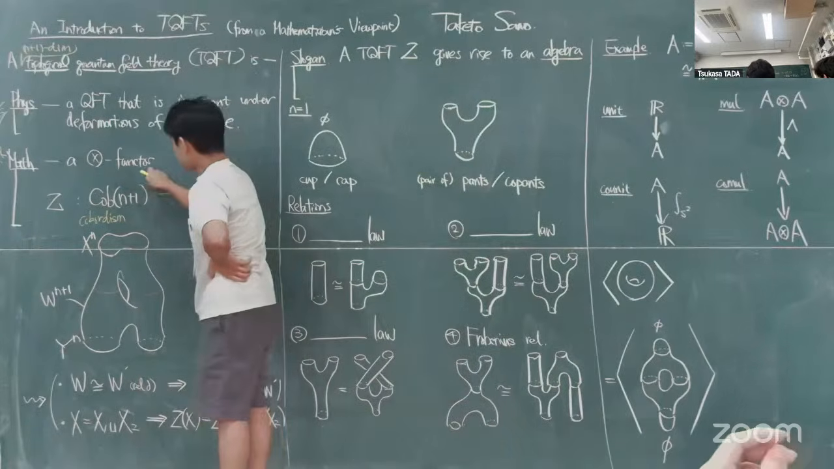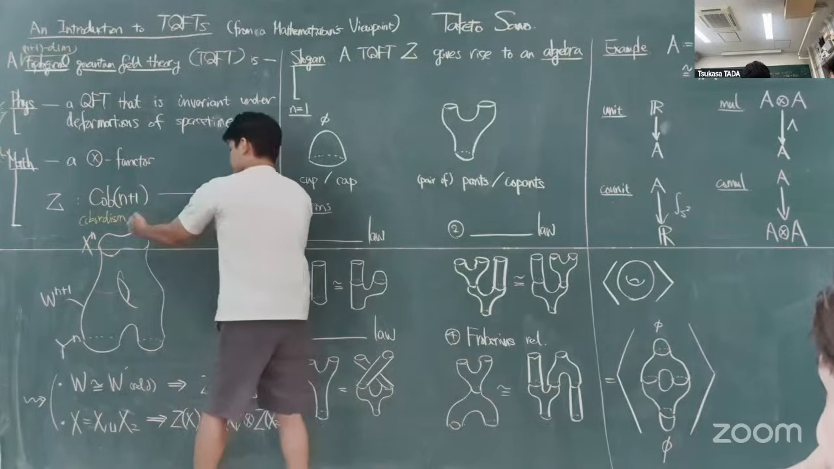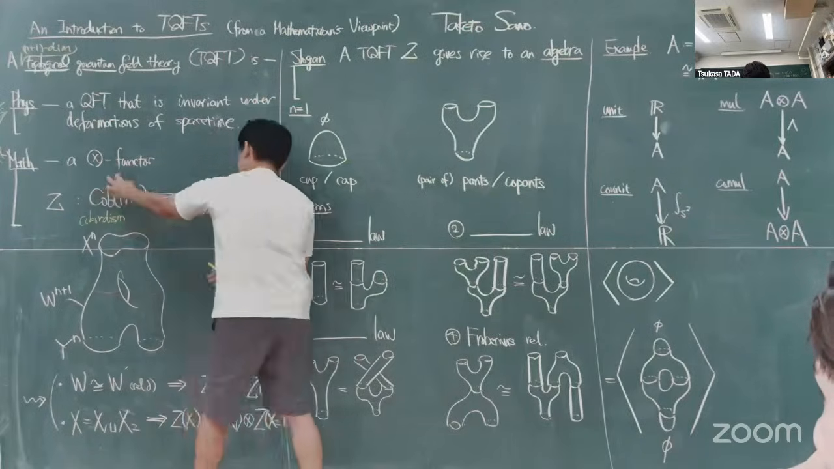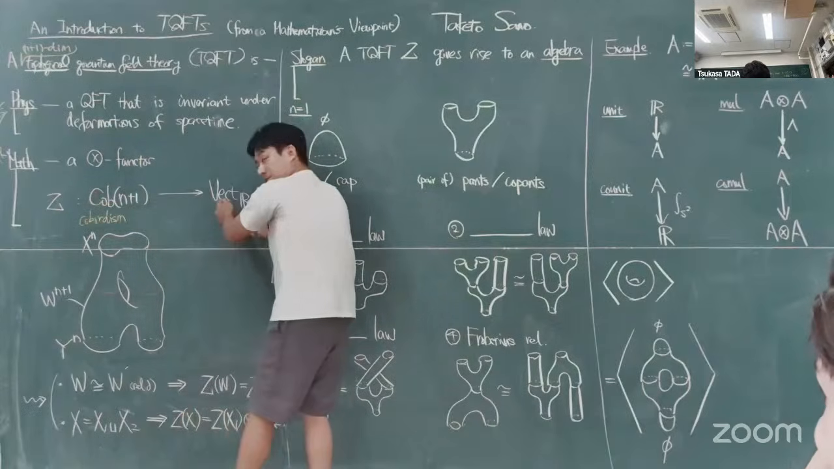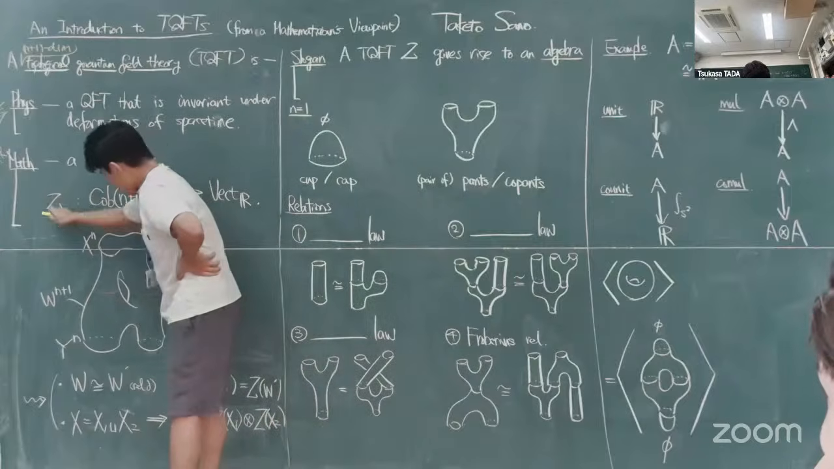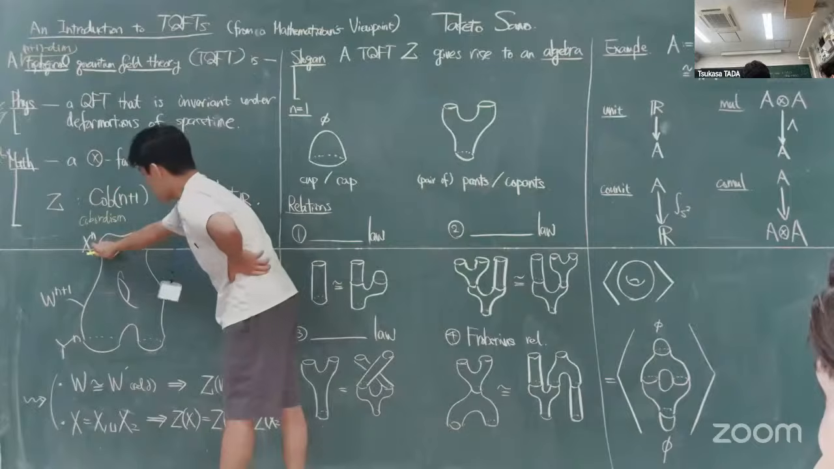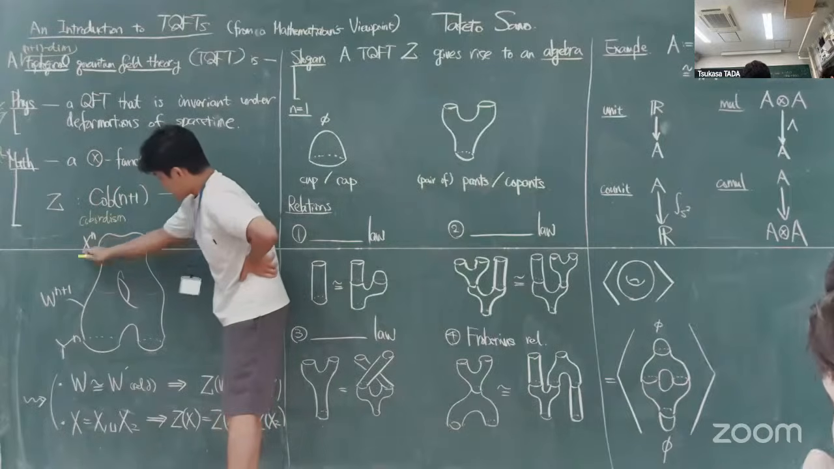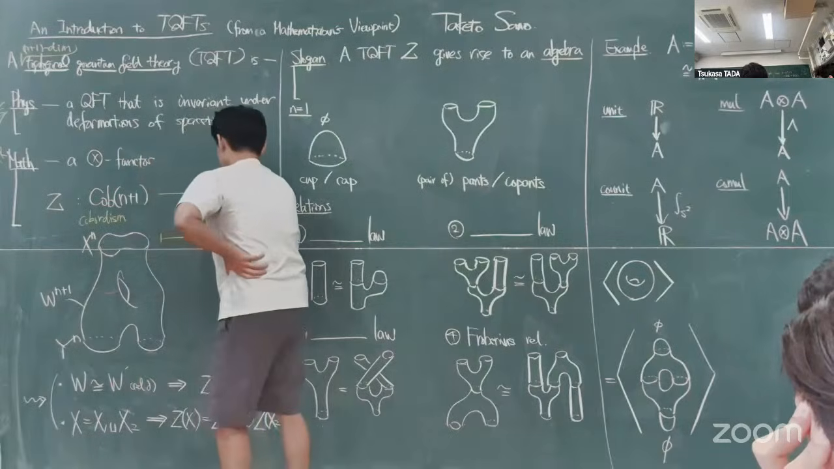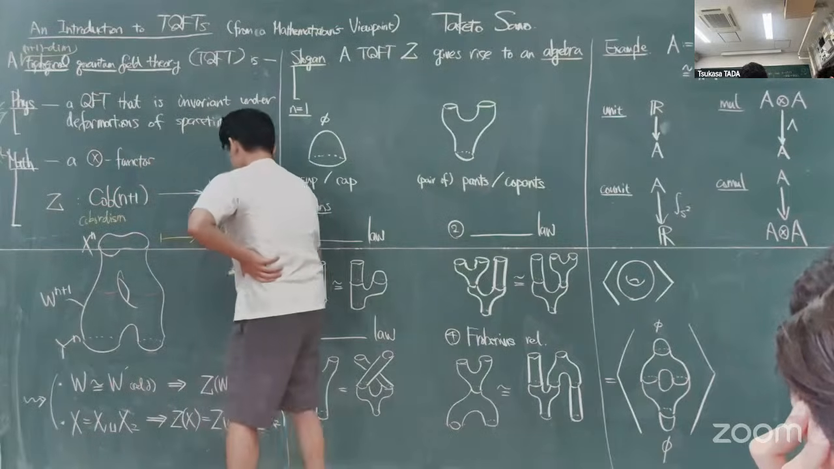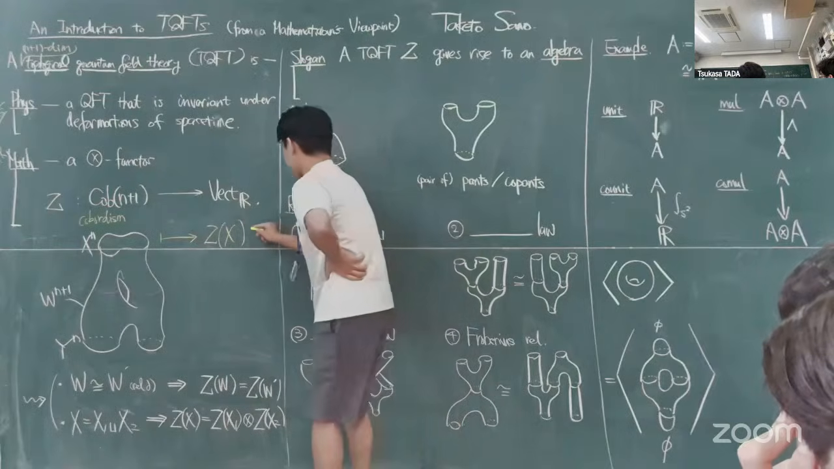And when we say a functor, it is a mapping from one category to another that maps an object in this category to an object in this category, and also a morphism in this category to a morphism in this category. So if we're given this functor Z, then it maps an object in this category. Suppose we have this n-dimensional manifold X, and this maps to Z of X. And this is an object in this category. So this is a vector space.